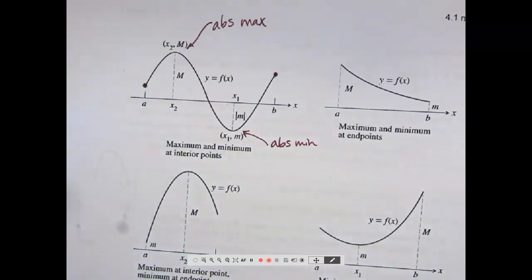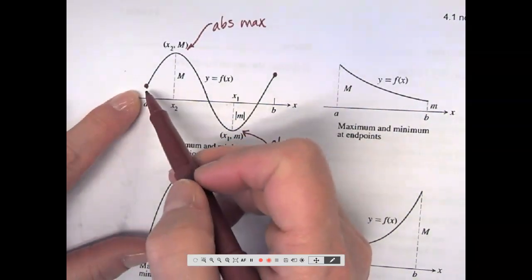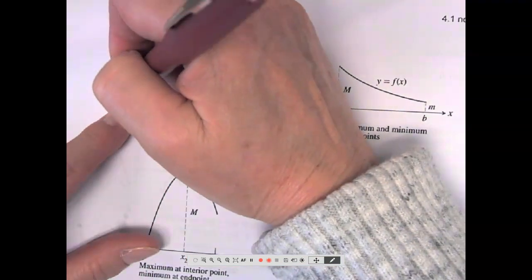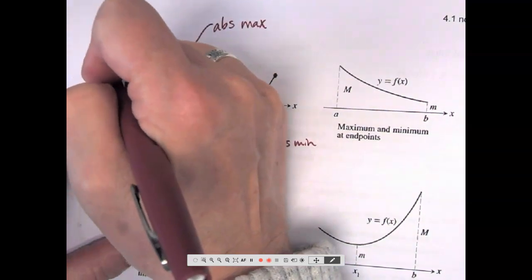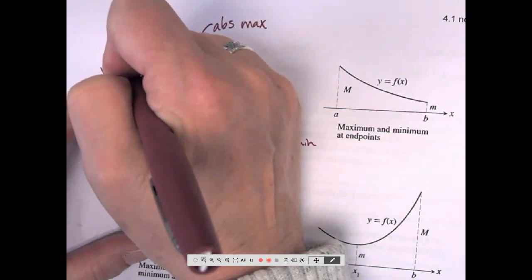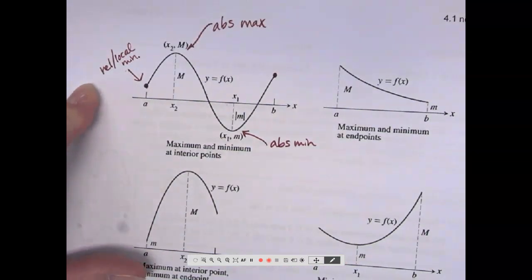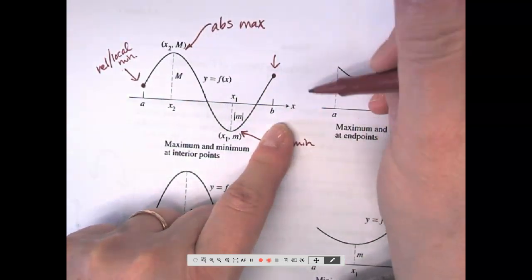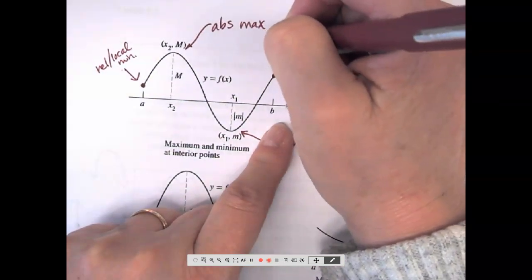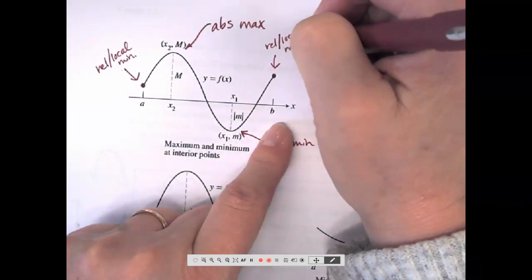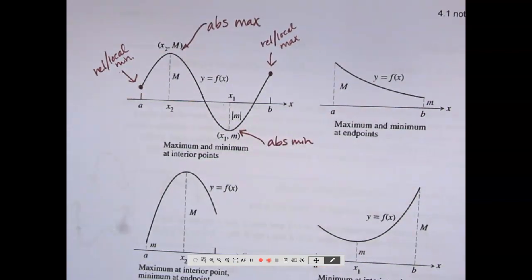The endpoints, yeah. So in this region, that's the lowest point, but it's not the lowest point on the entire piece of the graph. So I would call this a relative or local min. And then this endpoint over here, in this region of the graph, it is the highest, but it's not the absolute highest. So this is a relative or local max. So you can have both things going on at the same time.